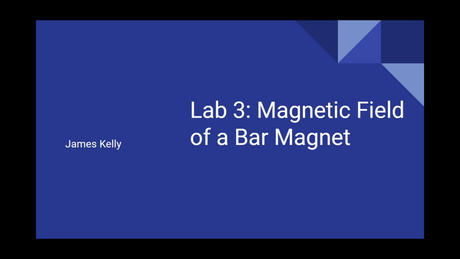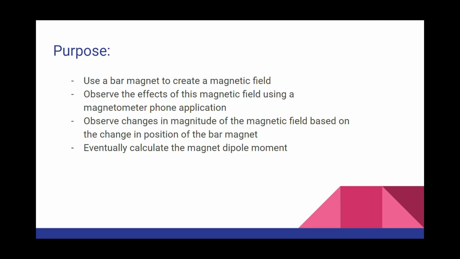My name is James Kelly, and this is my overview of Lab 3, Magnetic Field of a Bar Magnet. The purpose of this lab is to use a bar magnet to create a magnetic field and observe the effects of this magnetic field using a magnetometer phone application. We will also observe changes in magnitude of the magnetic field based on the change in position of the bar magnet and eventually calculate the magnet dipole moment.